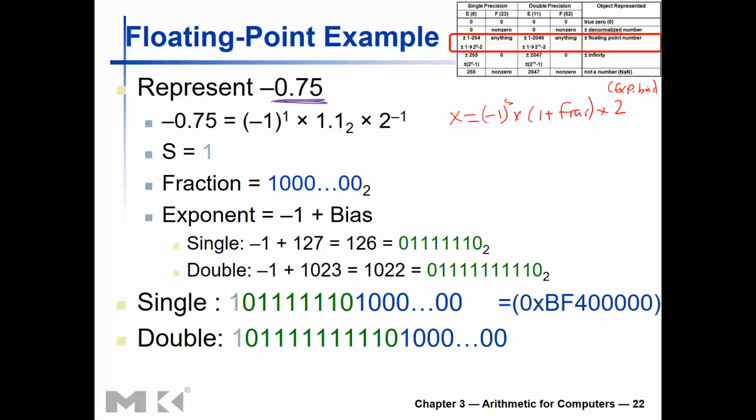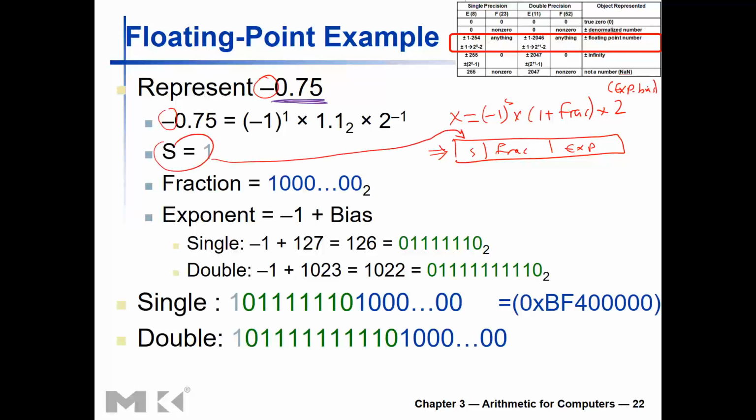Okay, so that's what we did in an earlier slide. We explained it. We said this is where the s is, this is where the fraction is, and this is where the exponent is. So we need to find out what we store in the memory in this format, which is the IEEE format. Obviously this number is negative, so this s, which is right here, equals 1.